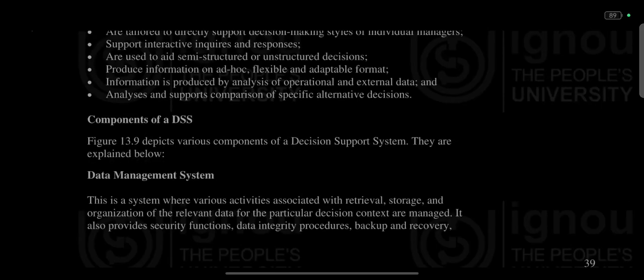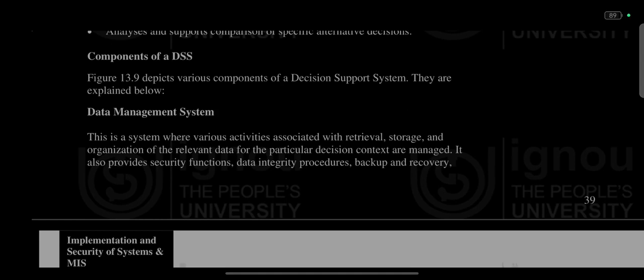Components of a DSS. Figure 13.9 depicts various components of a decision support system. They are explained below. Data management system. This is a system where various activities associated with retrieval, storage, and organization of the relevant data for the particular decision context are managed. It also provides security functions, data integrity, procedures, backup, and recovery.